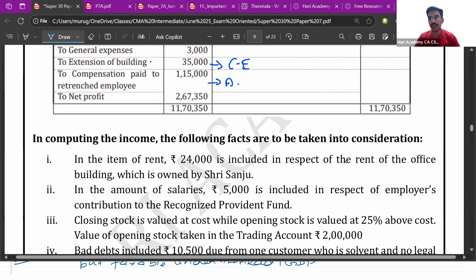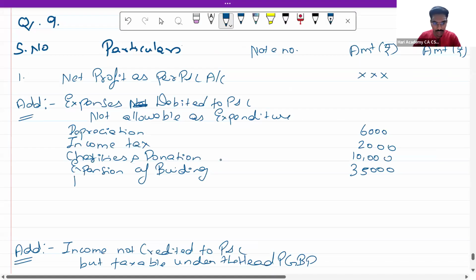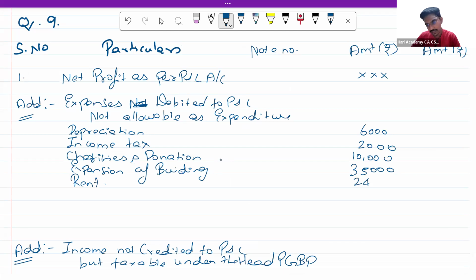Now let us come to the adjustments which are given. The first one is rupees 24,000 in the item of rent. Rupees 24,000 is included in respect of the rent of the office building which is owned by Sanju. So this amount is not an allowable expenditure because it is paid to himself. So this rent is not allowable. This has to be added back.